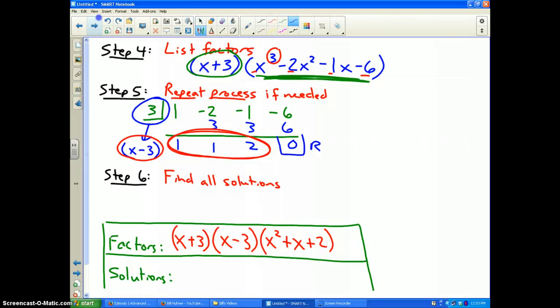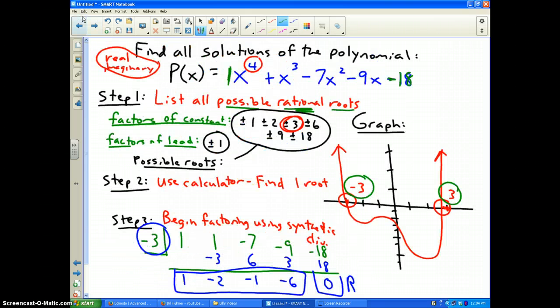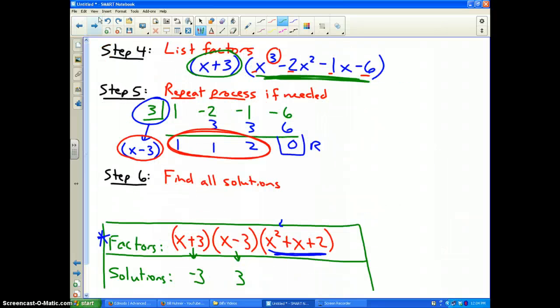And if you look at this very closely, is this factorable? The answer to that is no. Therefore, since it's a squared equation, I'm done. I can leave it. And there are my factors in the box. Now, what are the solutions to the problem? Well, we already know one solution is -3. We already know one solution is +3. We've already determined that from the graph and from our synthetic divisions. We got remainders of 0.